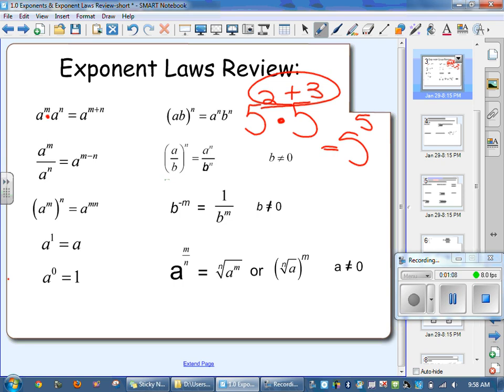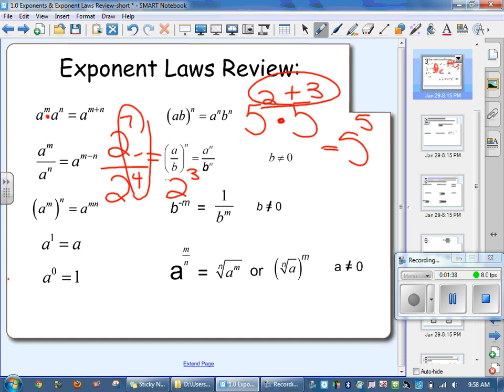We can take a look at the division property. This law here says if you're dividing with the same base, you subtract their exponents. Here my base is the letter A, same base, subtract your exponents. And an example of that could be 2 to the 7th power divided by 2 to the 4th power, and that's going to give me, when I take 7 and 4 and subtract them, 2 cubed.